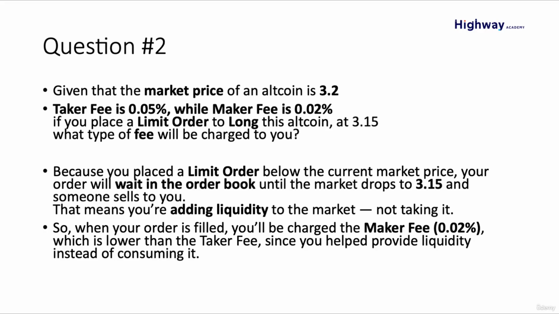Because you placed your limit order below the current market price, your order will wait in the order book until the market drops to 3.15 and someone sells to you. That means you're adding liquidity to the market, not taking it. So when your order is finally filled, you'll be charged the maker fee, which is 0.02%, lower than the taker fee, because you helped provide liquidity instead of consuming it.